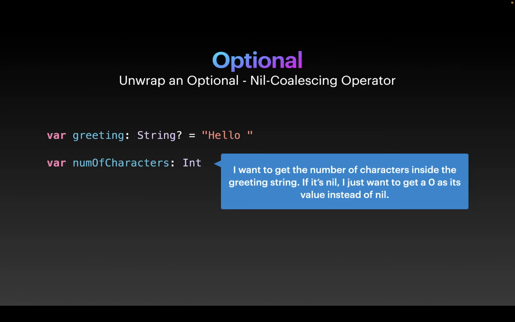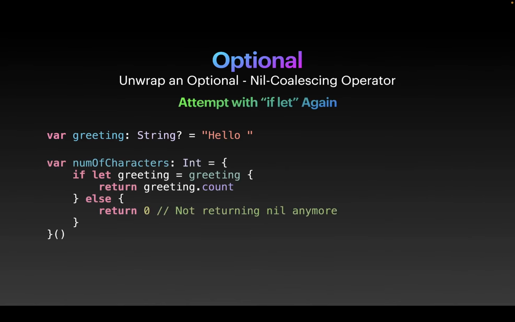Now, let's take a look at another thing here. Before, we got the number of characters as a type of optional integer. So what if we just want to get an int? We want to do special error handling. Let's say if it's nil, I just want a 0. If the greeting is nil, just give me a 0. I don't want an optional integer, I just want an integer. So how do we deal with that?